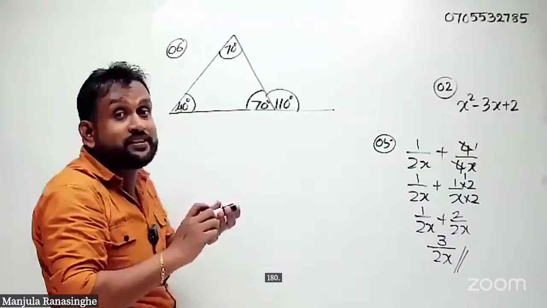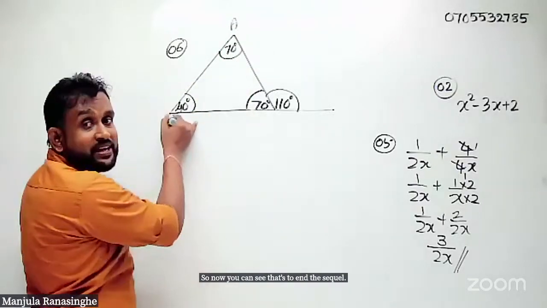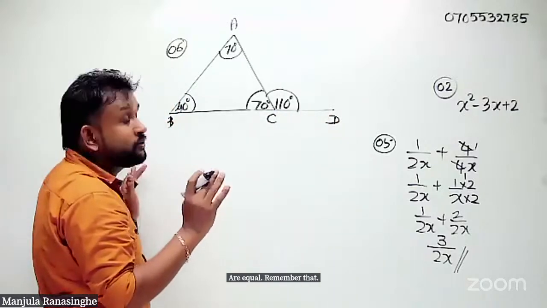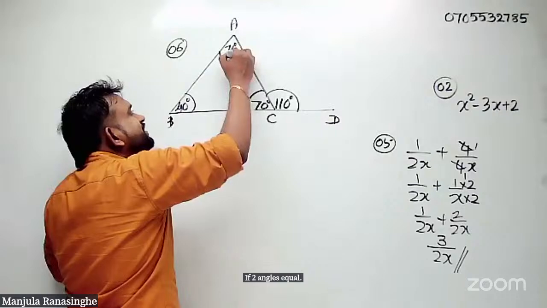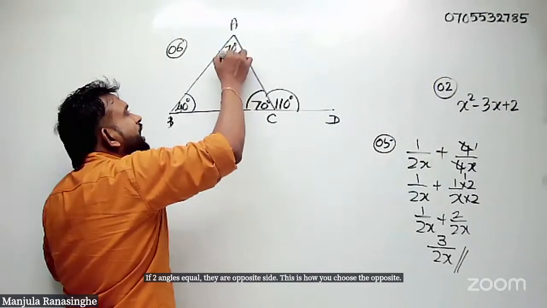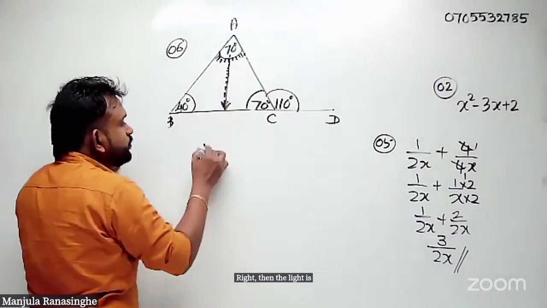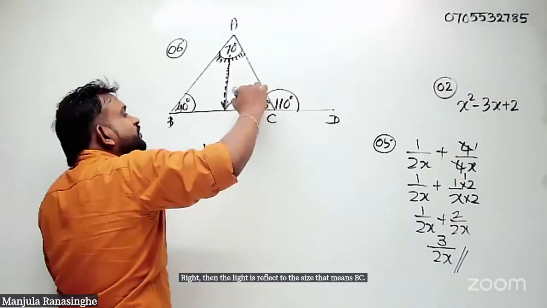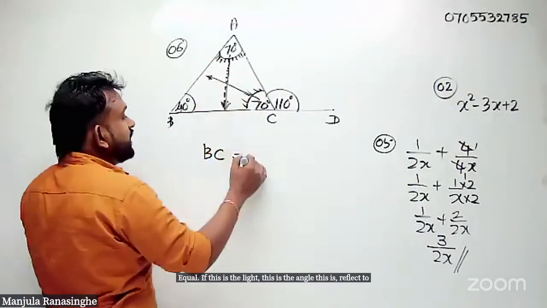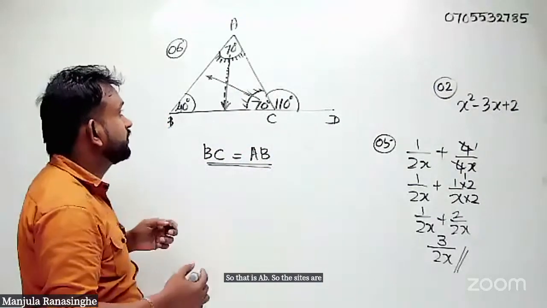Now you can see that two angles are equal. Then which sides are equal? Remember that if two angles are equal, their opposite sides are equal. This is how you choose the opposite. Imagine this is a bulb, then the light is reflected to this side. If this is the light, this is the angle, it reflects to this side. So that is AB. So the sides are BC equal AB.